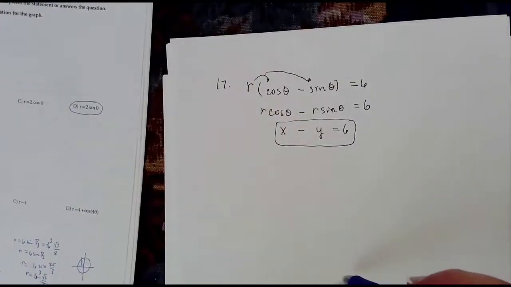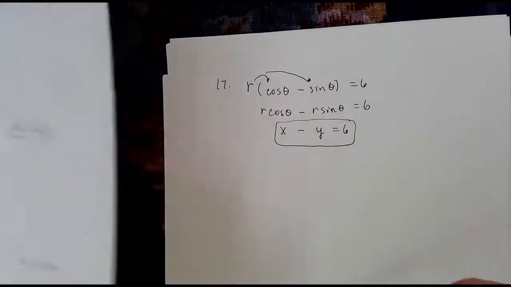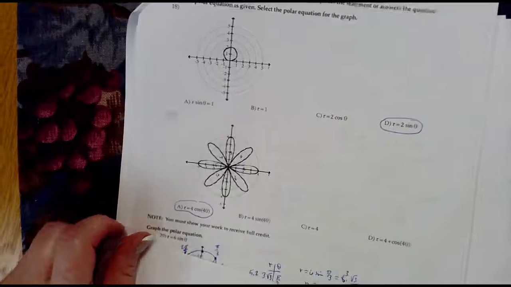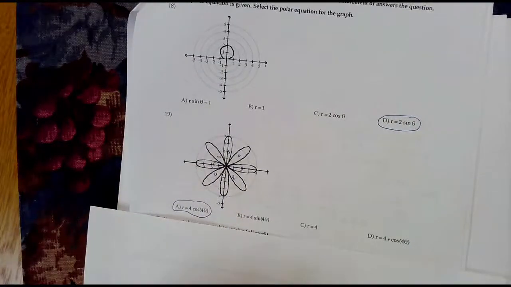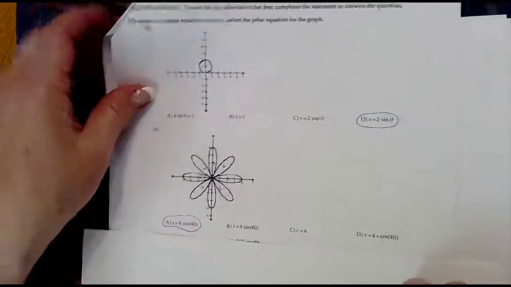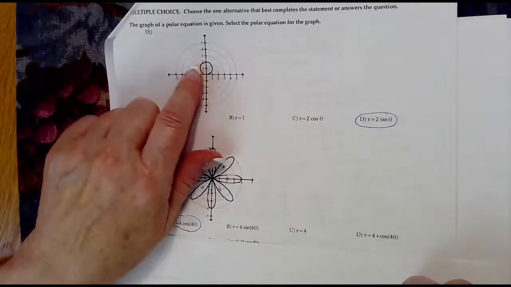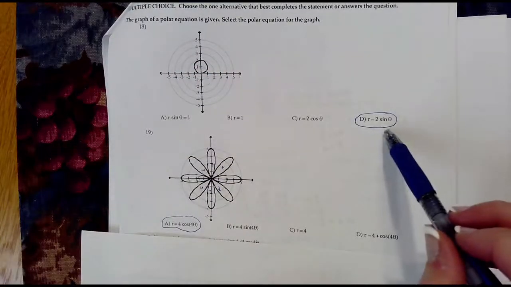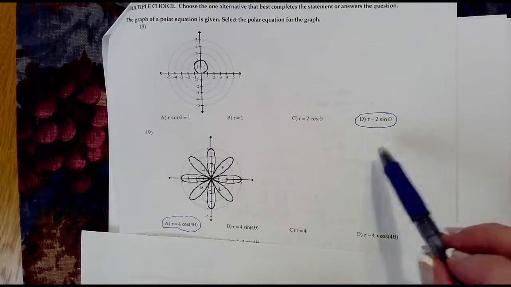So the next one we're looking at is number 18. It's multiple choice. 18 and 19 are both multiple choice. Now, obviously, I've got the answer circled already, but hopefully you can see this without doing that. This one we said was going to be like the circle that was on the y-axis, right? So that's why we get this 2 sine theta, because the sine would be on the y-axis.